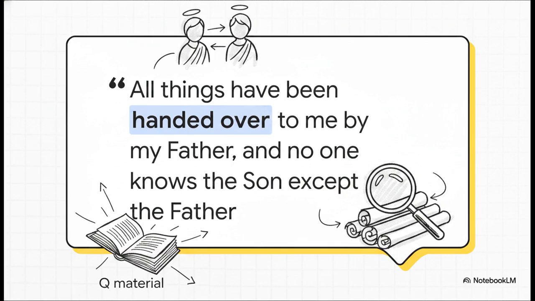And Q contains a massive theological landmine. Take a listen to this passage, found in both Matthew 11:27 and Luke 10:22. Source critics place this squarely in the earliest, most primitive layer of the Q material. Jesus says, "All things have been handed over to me by my Father, and no one knows the Son except the Father, and no one knows the Father except the Son, and anyone to whom the Son chooses to reveal him." I'll just let the sheer weight of that exclusive claim settle for a second.